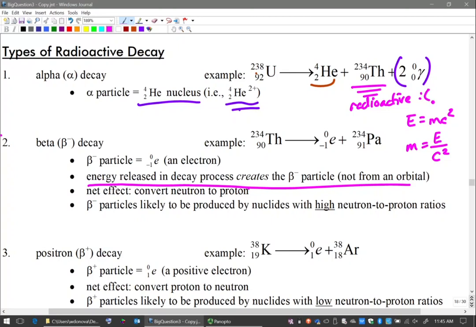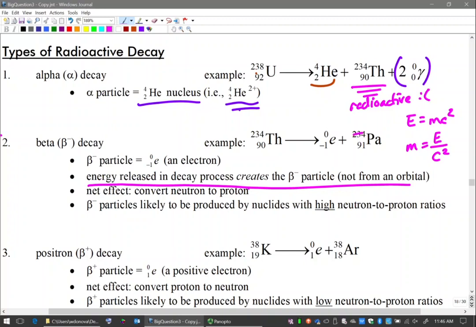So you can't reach the band of stability in just one step often. Thorium-234 is still radioactive. And it turns out, like I said, if you go alpha, alpha, alpha, trying to get to the band of stability, you'll probably miss it. You're going to be above the band at some point. So we've got to have some way of getting to the band. So the thorium-234, it turns out, uses beta decay to get a little closer to the band of stability.